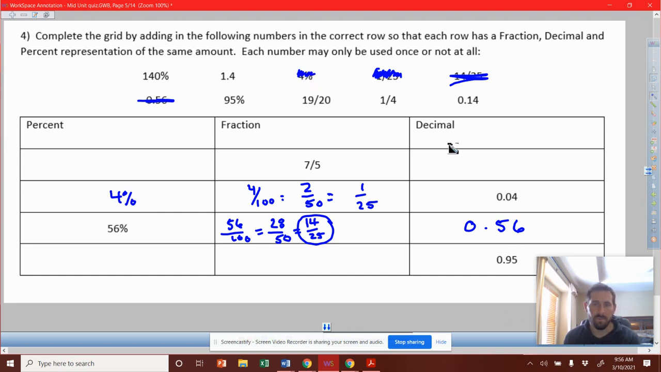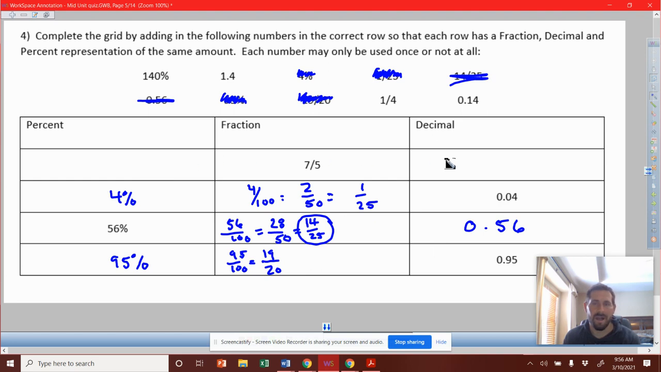Okay, here we have the decimal 0.95. We should know that that's 95%. You just got to move the decimal 1, 2 spaces. So I can use that. And then 95% I could write as 95 over 100. And I should notice that these are both divisible by 5. So how many 5's go into 100? It's 20. And how many 5's go into 95? One less than 100, right? So it's 19 over 20. So that's this guy here.